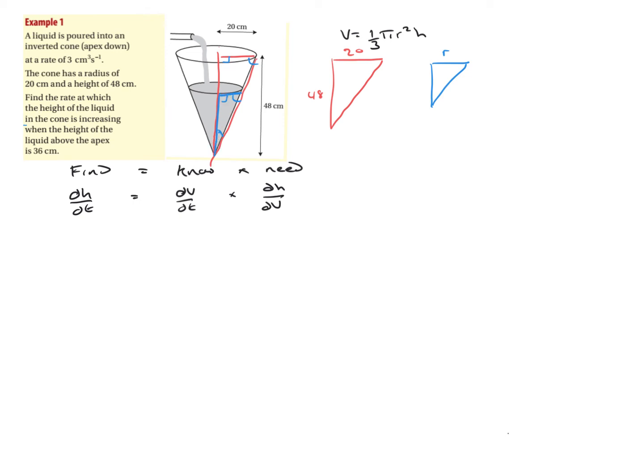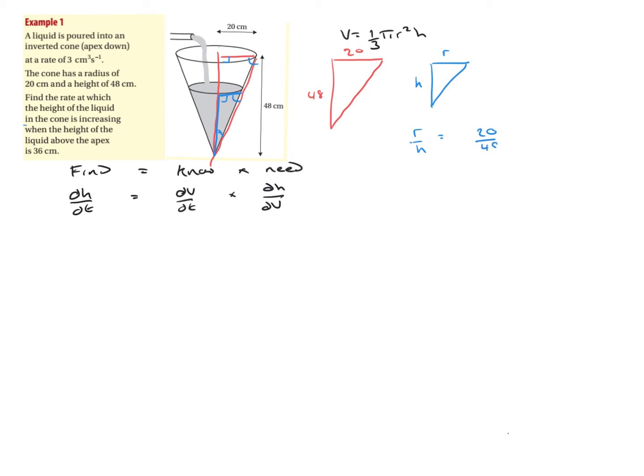The r is going to increase. I don't know what the h is going to be again, because as more liquid goes in, the h is going to increase. That's going to be h. But what I do know is that these are in ratio. So by using similar triangles, I can say that r over h is equal to 20 over 48.